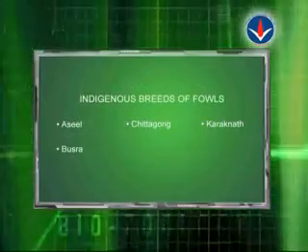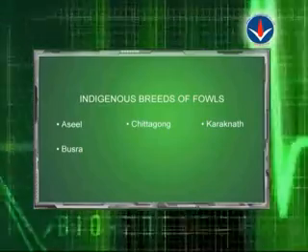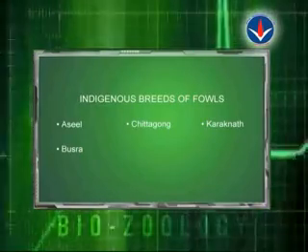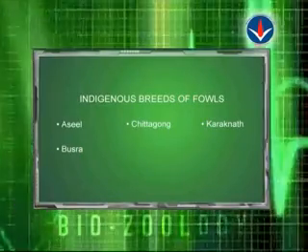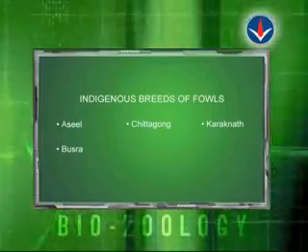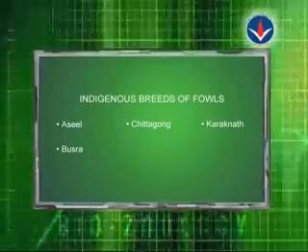And in the case of the fowls, you can see that indigenous fowls are given there. Asil, Chittagong, Karaknath and Basra, from which we can expect 3 marks, 1 mark questions.